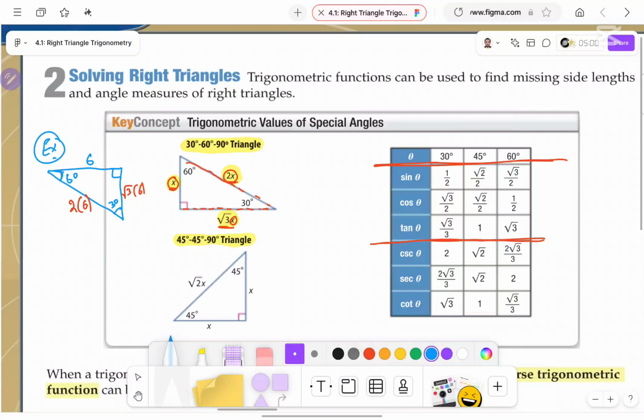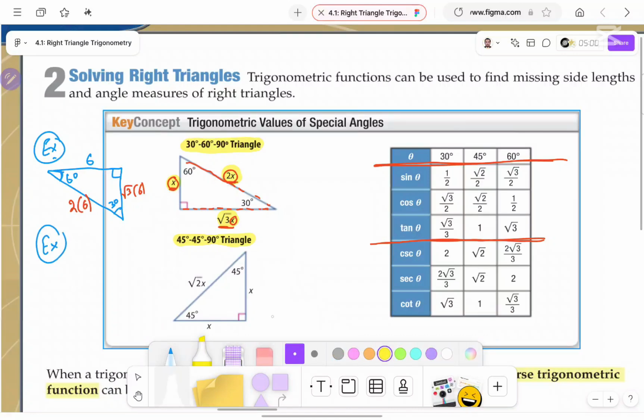The same thing happens with the 45, 45, 90 triangle. We also need to memorize this one: this side is x, of course this one is x too, and the hypotenuse is square root of 2 times x.